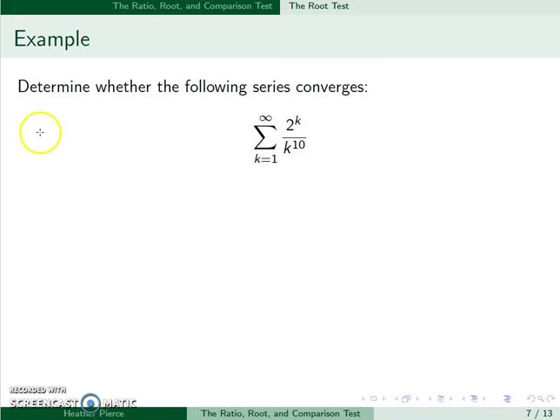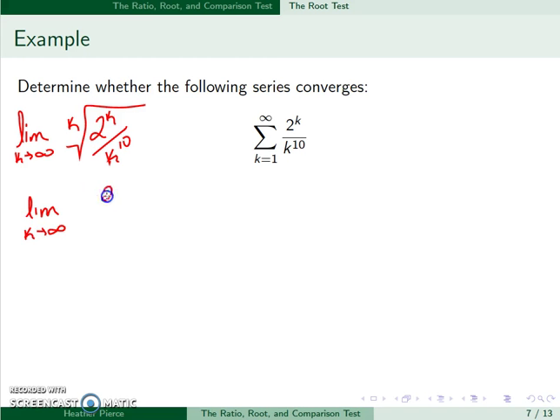Next, let's look at this series. So if I take the limit as k goes to infinity of the kth root of 2 to the k over k to the 10th power. Well, we can see that the top of this fraction will just become 2, and on the bottom we have the kth root of k to the 10th power.